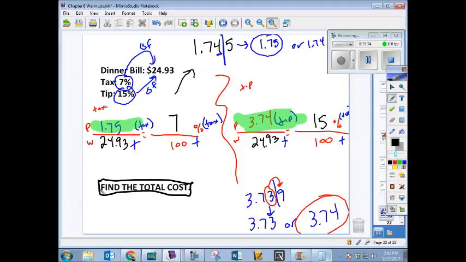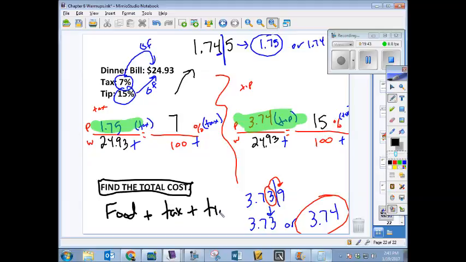So if I'm there, yeah, I do have to pay the tax to the government, right? Yes, I do have to pay the tip to my server. But what else do I have to pay? I have to pay for the food that goes to the restaurant. I have to pay the tax that goes to the government. I have to pay the tip.